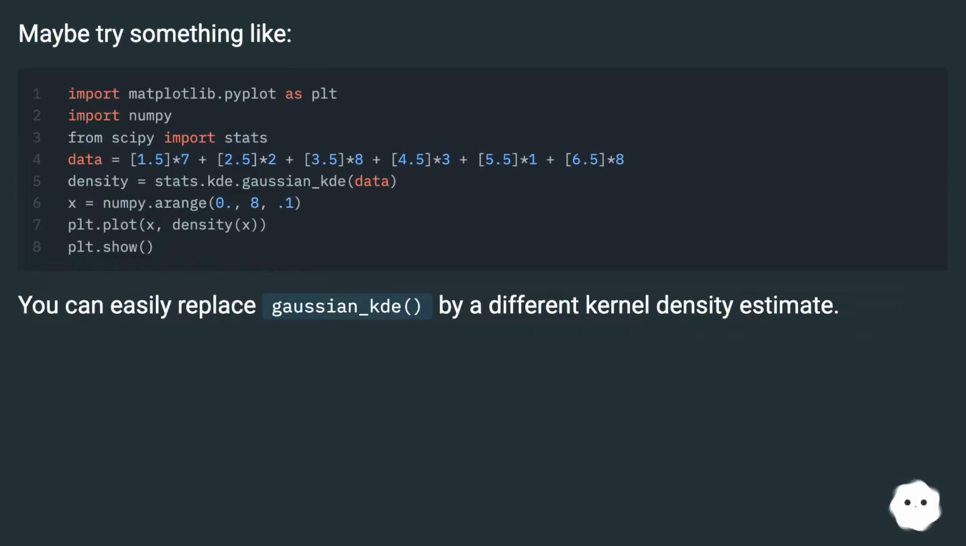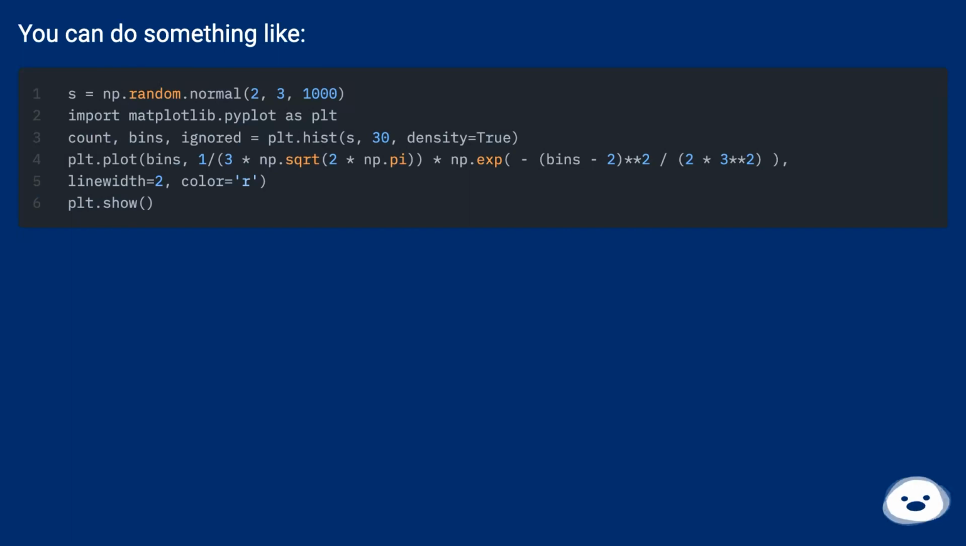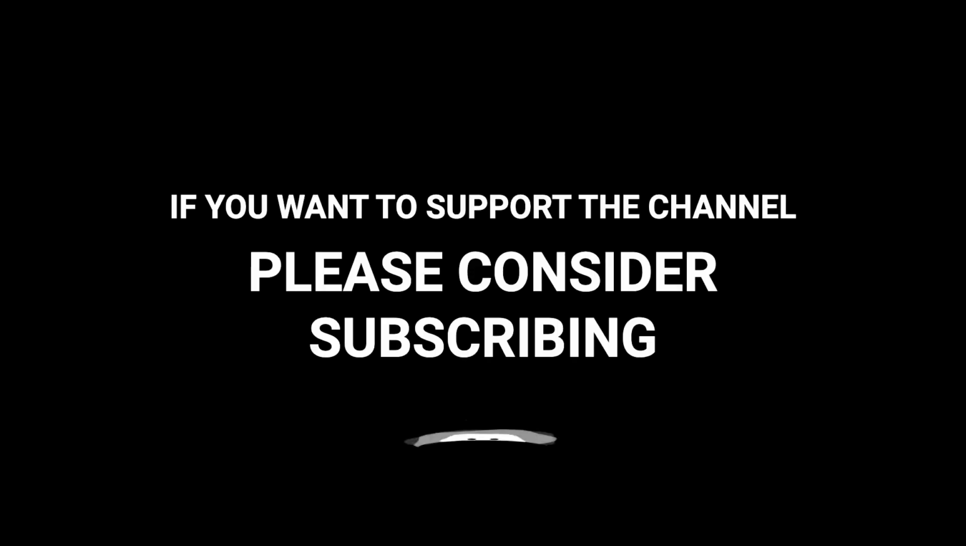Maybe try something like this. You can easily replace Gaussian_kde by a different kernel density estimate. You can do something like this, if you want to compare the two.